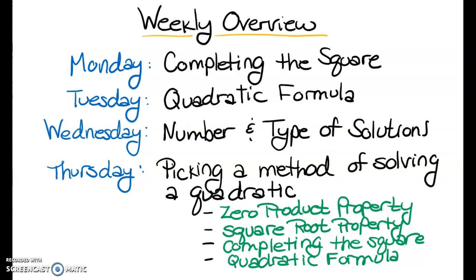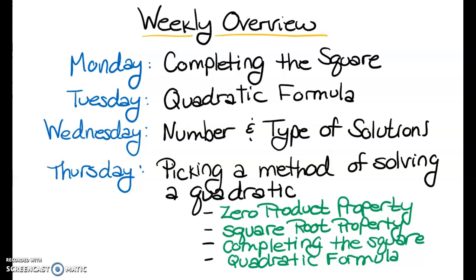On Wednesday, we're going to take a look at how to find the number of solutions you'll get for a quadratic and their type, whether they'll be real or complex. And then on Thursday, we're going to take a look at the 4 different ways of solving quadratics. I have those outlined in green: the zero product property, the square root property, completing the square, and the quadratic formula. We're going to put them all together.